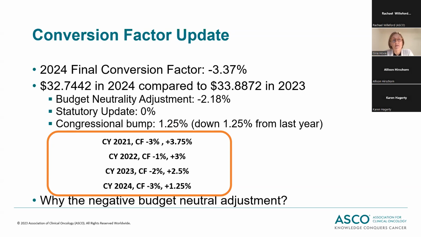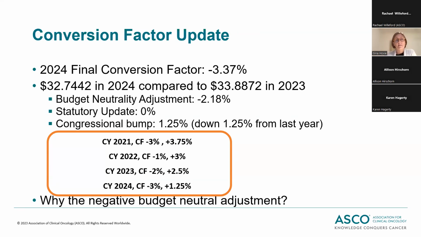The first one is the budget neutrality adjustment. That is an adjustment that is made within the fee schedule that, essentially, keeps the amount of money the same, but it redistributes the dollars across the different services based on the expected utilization. So there's the budget neutrality adjustment. There is a statutory update of 0%. So Congress has said that for 2024, there is no automatic update to the conversion factor. We stay where we are.